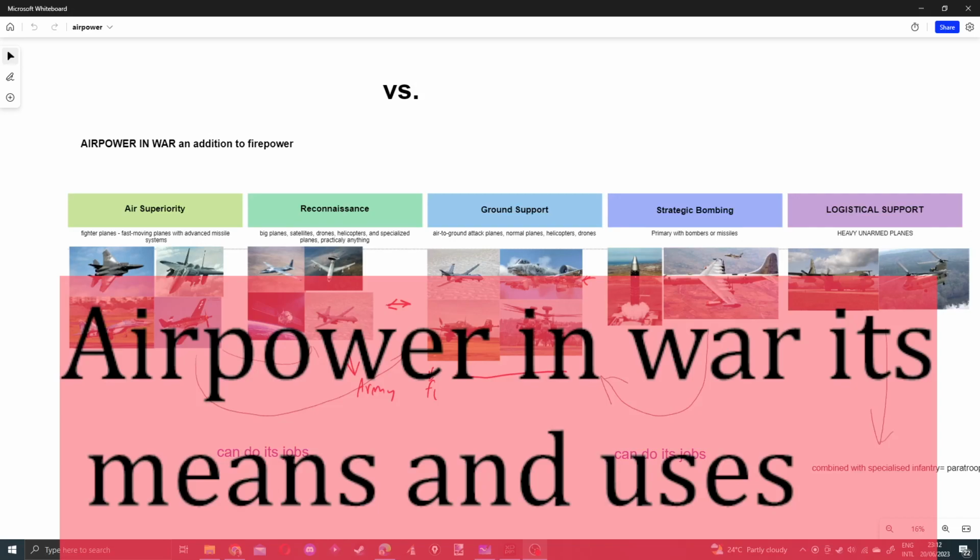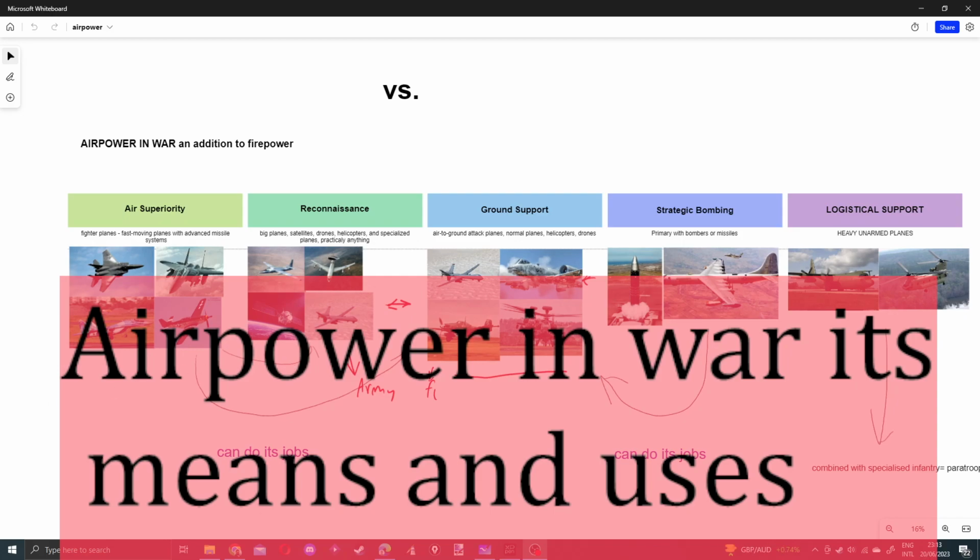Today in military science, we're going to talk about air power in war, its means and its uses. We're going to talk about air superiority, reconnaissance, ground support, strategic bombing, logistical support, how all of this links to the armed forces, give some practical examples, the value of anti-air as well, and most importantly, how effective or not effective they can be, and in what cases.